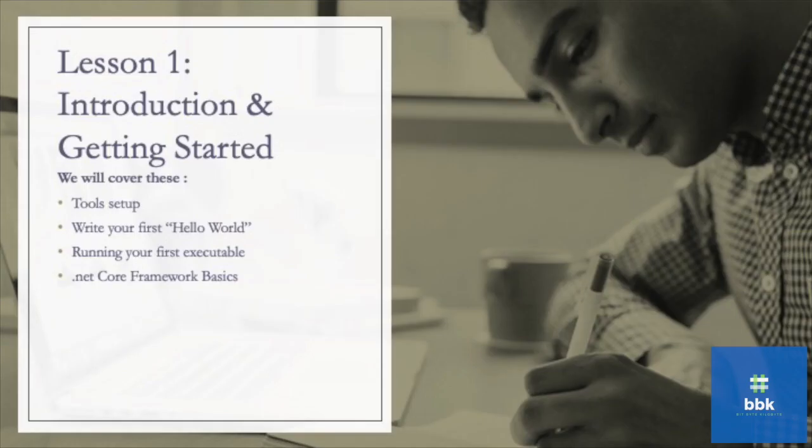Now, C sharp is an object-oriented programming language that we are going to learn. Since you might not be aware of object-oriented programming languages, let me give you a brief intro on the difference between a procedural programming language like C, BASIC, etc., versus an object-oriented programming language like C sharp, Java, etc. And then we will move on to the tools and see how to install Visual Studio.